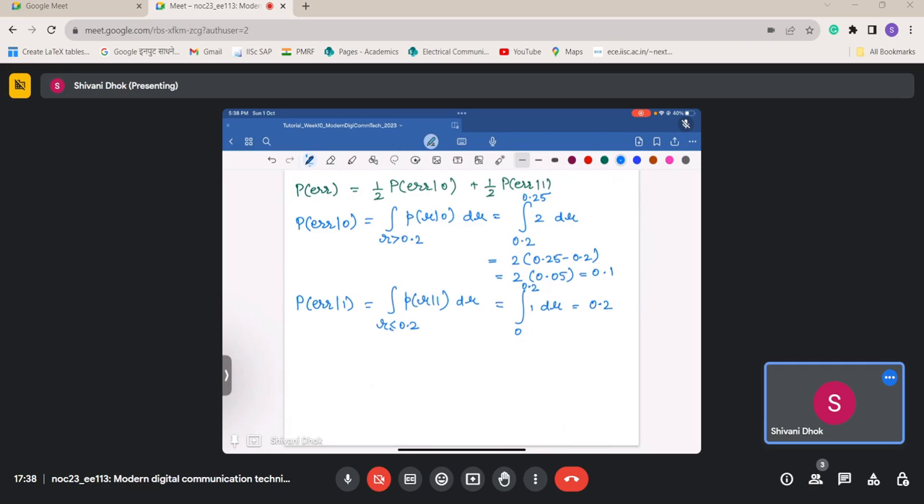Okay. Therefore, probability of error is equal to half into 0.1 plus half into 0.2, which is equal to half into 0.1 plus 0.2, that is 0.3, which is equal to 0.15. This is the probability of error that we are having.